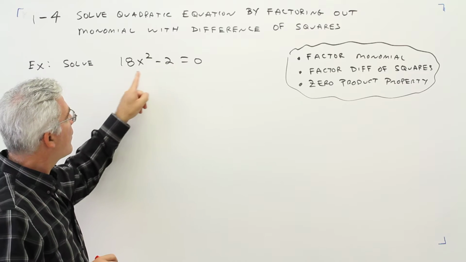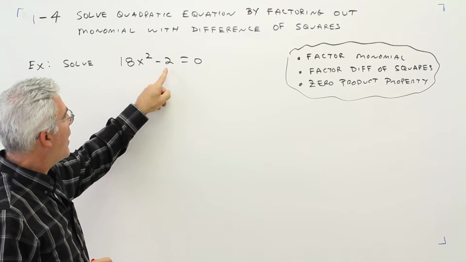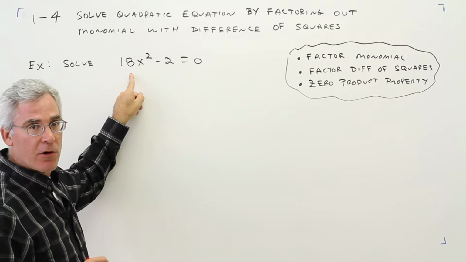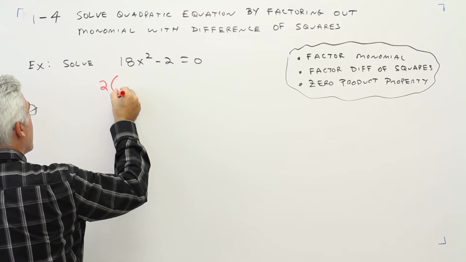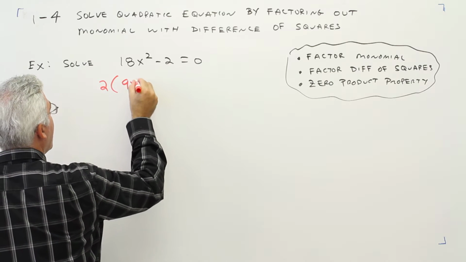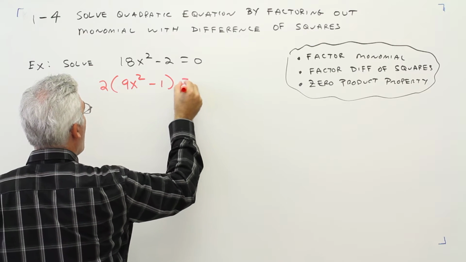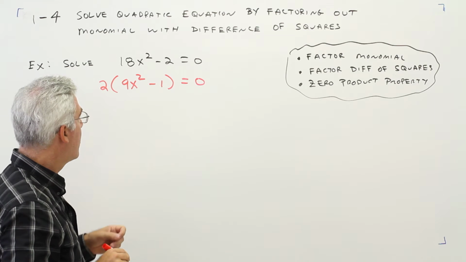So first, notice that I have a factor of 2 in each term. So I'm going to factor that out. So I'm going to make this be 2 times 9x squared minus 1 equals 0.